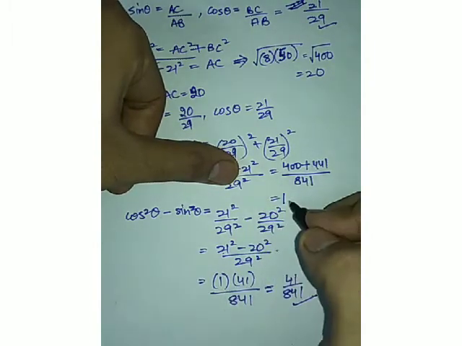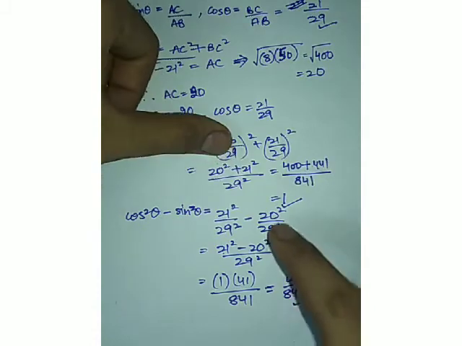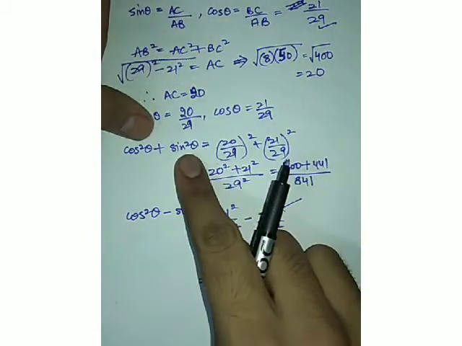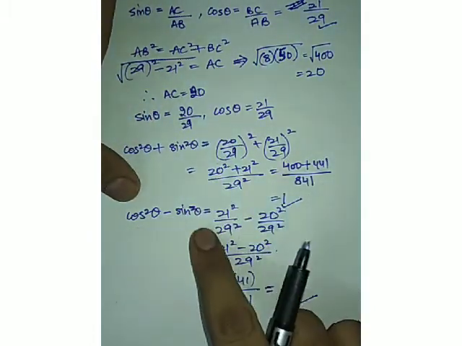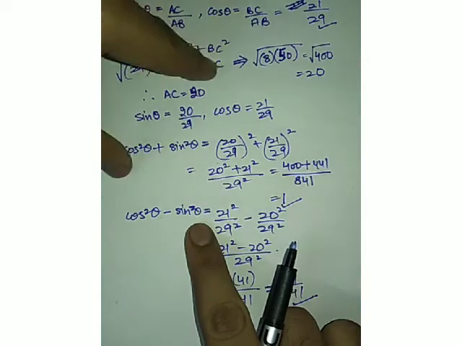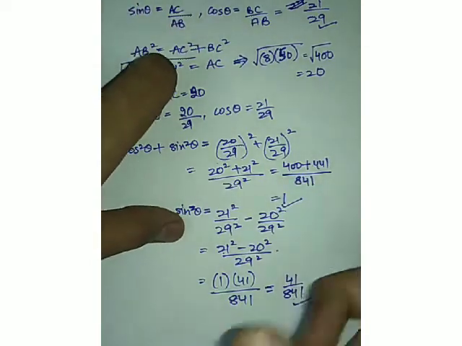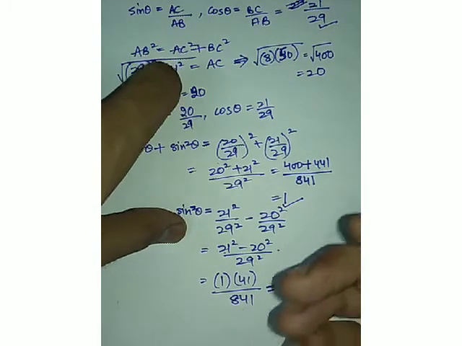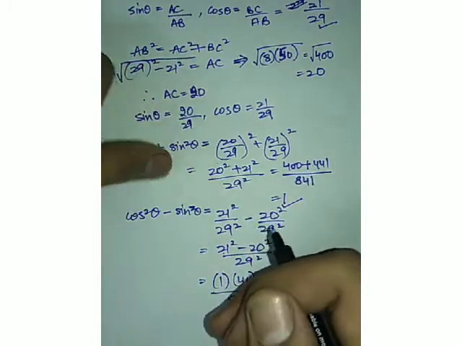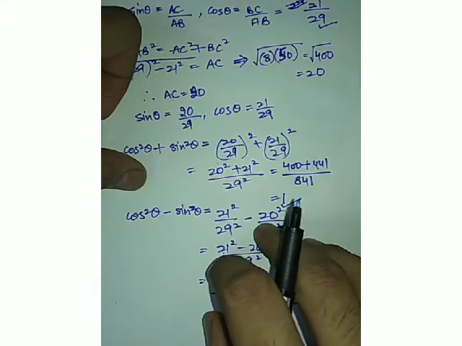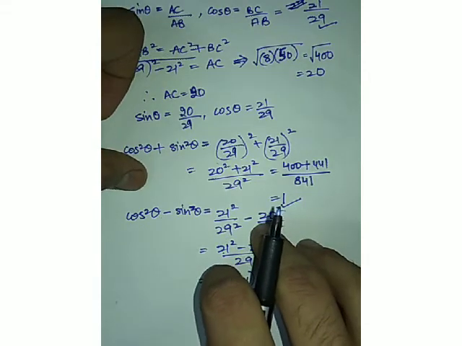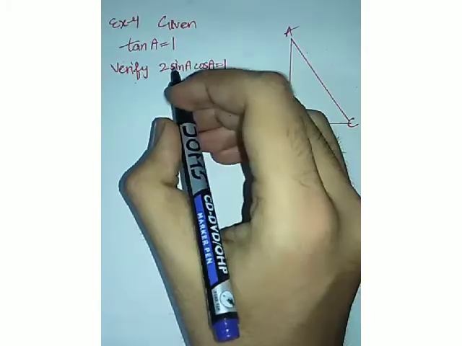So this was our motive, to find the values of the given expressions, that is cos square theta plus sine square theta and cos square theta minus sine square theta. The only thing that you have to keep in your mind is the basics: what is sine theta equal to? Is it perpendicular over base or perpendicular over hypotenuse? You have to keep the basics in your mind before proceeding. So let's move to the next example.